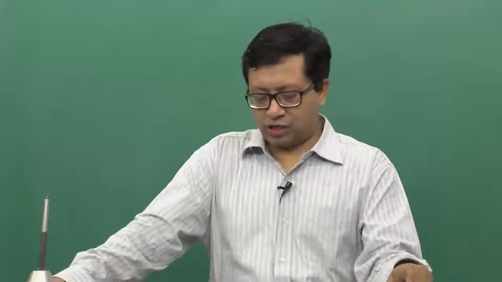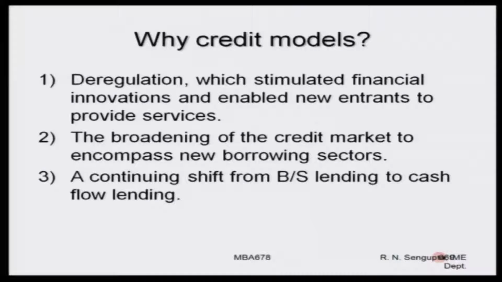A continuing shift in the balance sheet, lending to the balance sheet account or lending to the cash flow, and how the cash flow is happening, should be analyzed very thoroughly in order to understand the credit models. Again, I am laying stress on the balance sheet, the trial balance and the profit and loss account. If they are studied in detail, that gives you a lot of information on how the company is running.